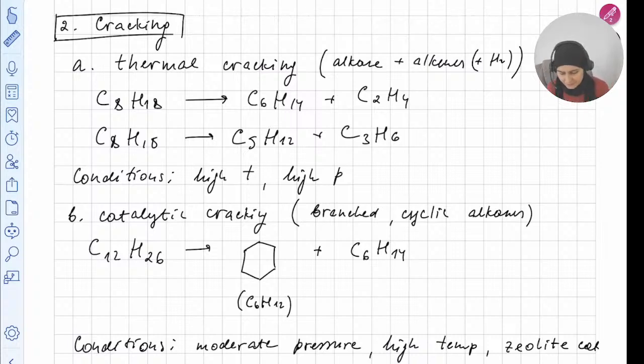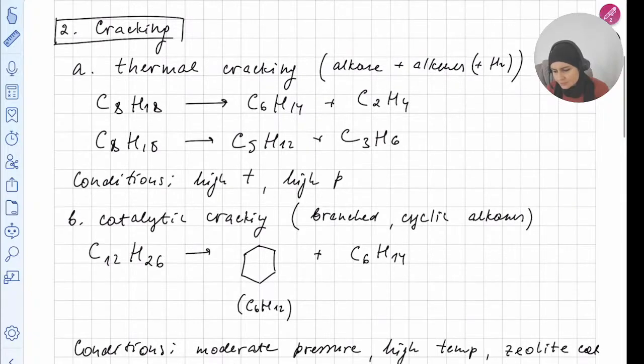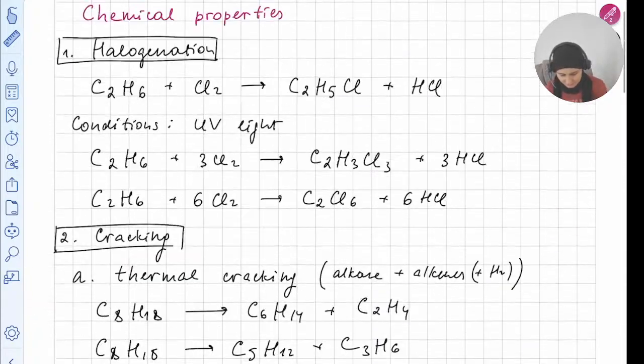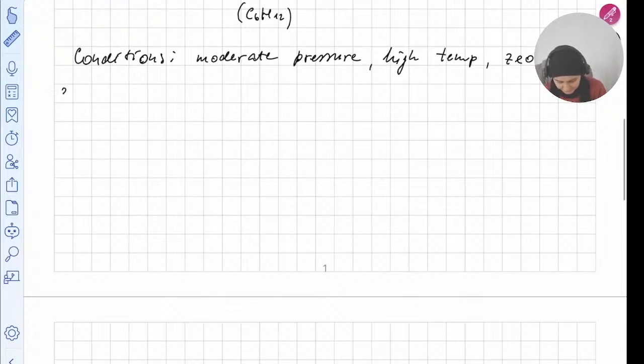All right, that was cracking. Next chemical property would be complete combustion. Number 3. Complete combustion.